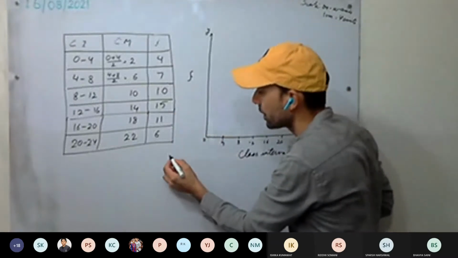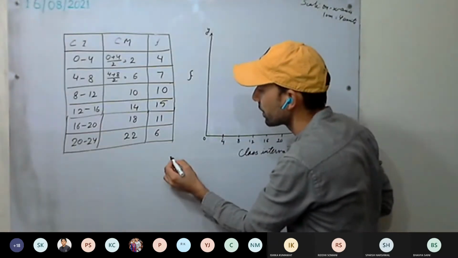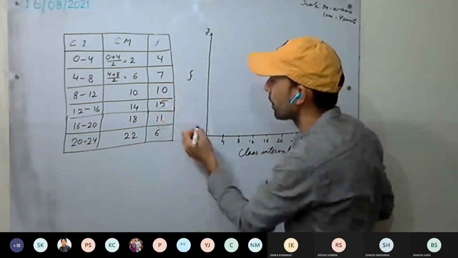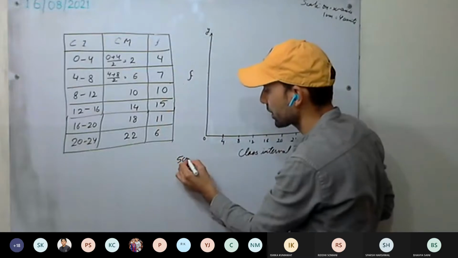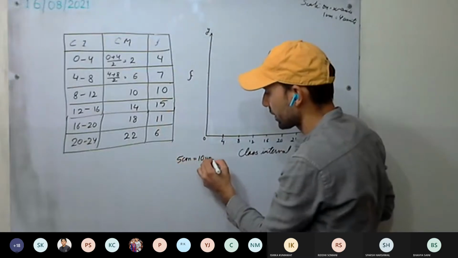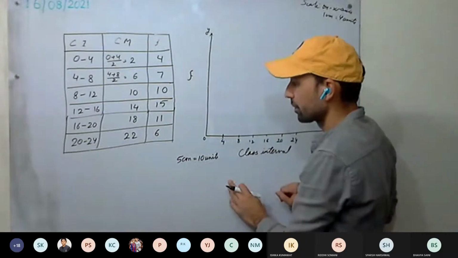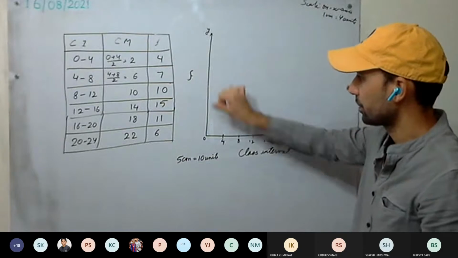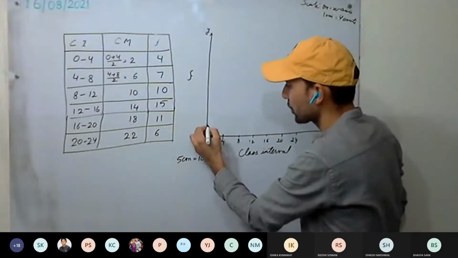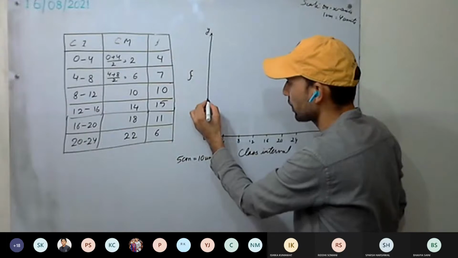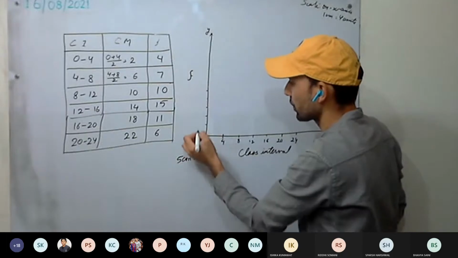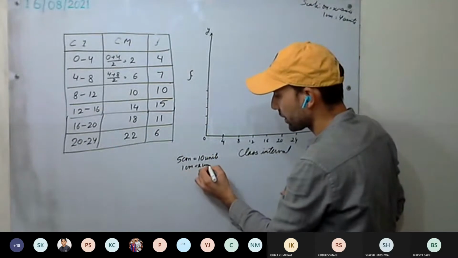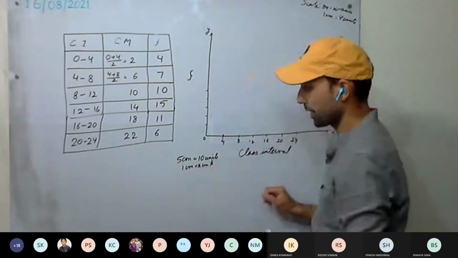Or you can take 10 centimeters, but that will be much higher. 5 centimeters as 10 units, you can take as well. It means wherever first block, second block, third block, fourth, fifth. So 1 centimeter will be 2 units. Like this also we can take.